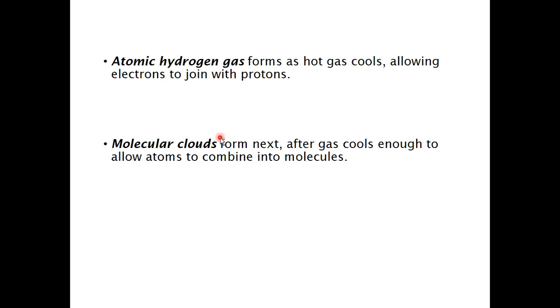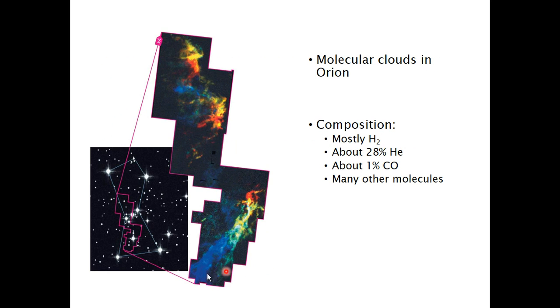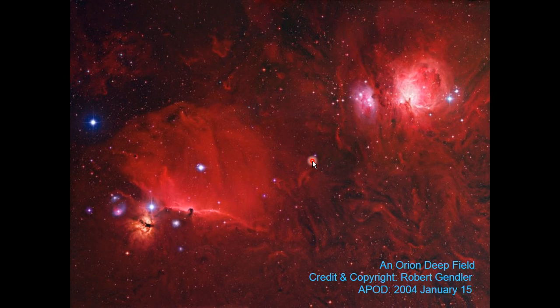So as this material cools, first it deionizes. You end up with atomic hydrogen. And then it cools further and you get molecules of hydrogen. And you'll get molecules of other stuff as well. But just generally, in these stages it goes through, there's the remnant, and then it cools to atomic hydrogen, and then it cools to molecular clouds. And we've talked about molecular clouds. We talked about the ones in Orion, what they look like. Here's some pictures of them.